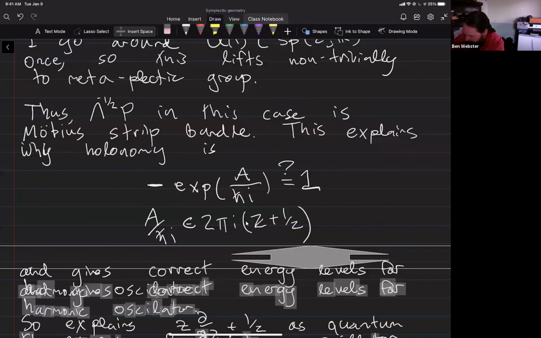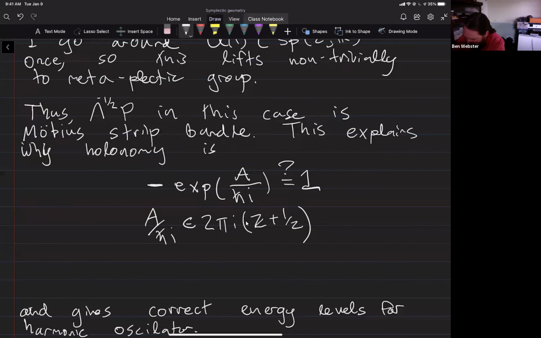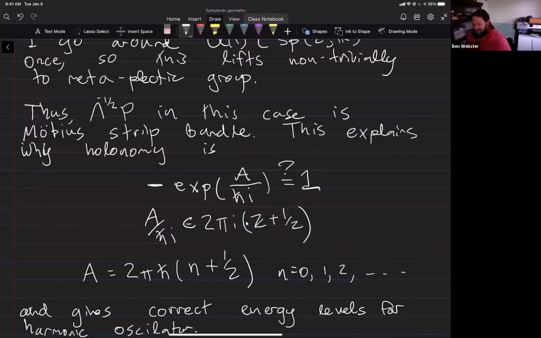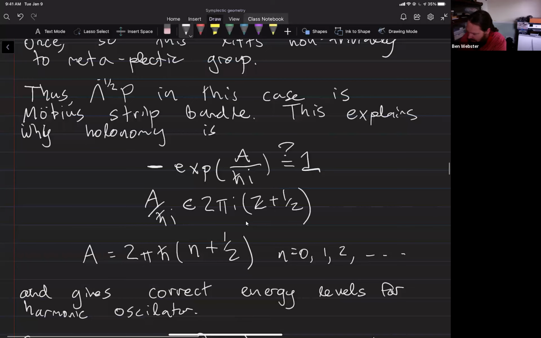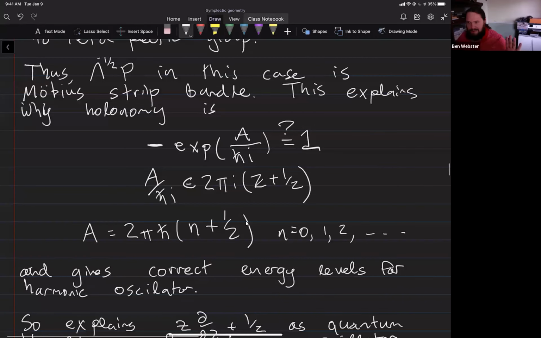So I get that I should have A is 2 pi i, 2 pi h bar times n plus a half, and so on. This is sort of the first interesting place where you see this metaplectic correction. There's another interesting place it shows up. Maybe I'll pause here for a moment. Are there any questions?